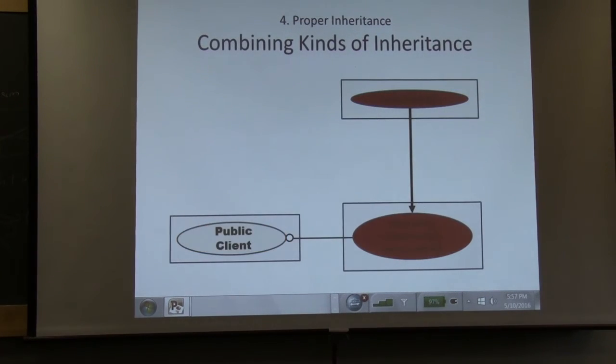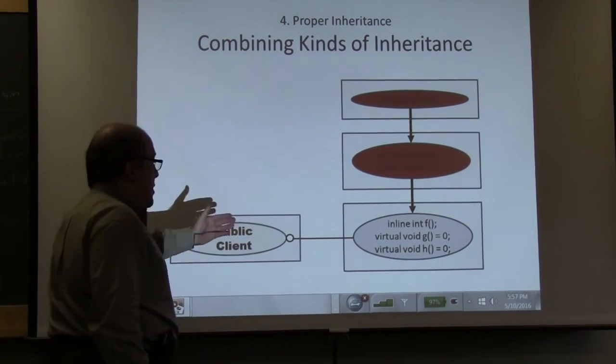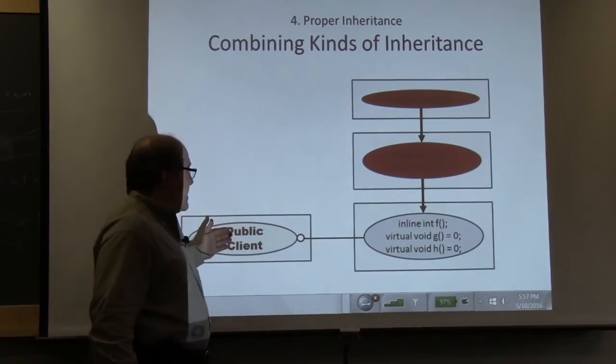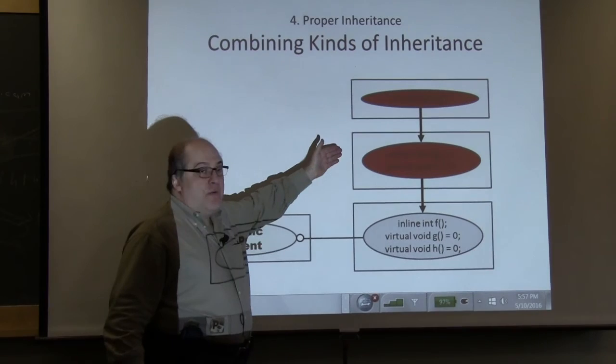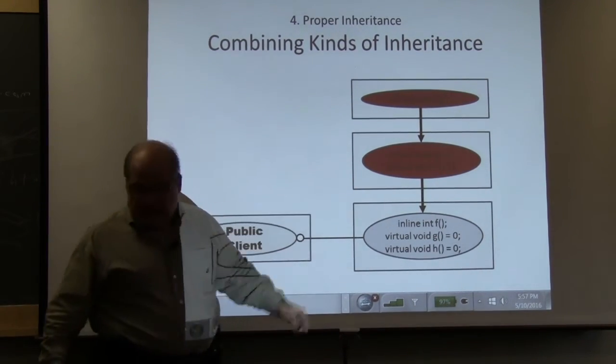I'm going to go back to this for 1 second. We want to keep it like this, where we have our inline function and our pure virtual function, and the client isn't bothered by that. And then we move our implementation up here, and we don't make the client depend on that at compile time.